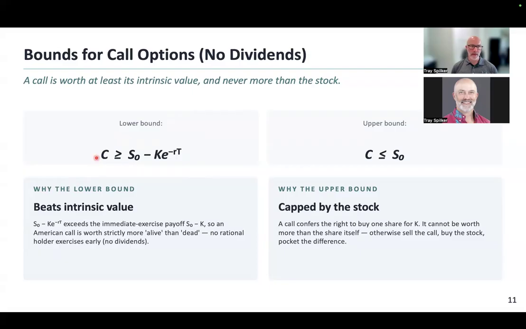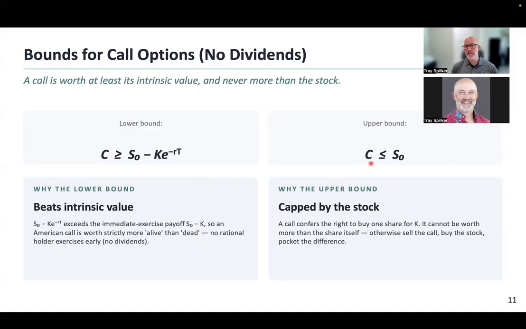And the reason why this also holds for an American style call option is that the difference between the share price minus the present value of the strike price exceeds the immediate exercise payoff, S minus K. Why? Well, because the present value of K is smaller than K, right? So an American call option is worth more, quote unquote, alive than if you were to kill it by exercising it. So no rational holder would exercise this early when there's a non-dividend paying stock. That's a rule. I'll talk more about that rule in a minute.